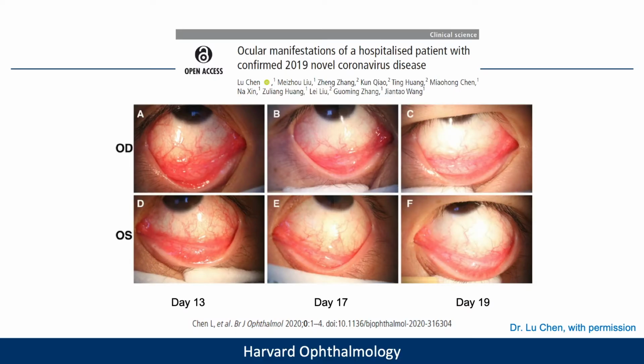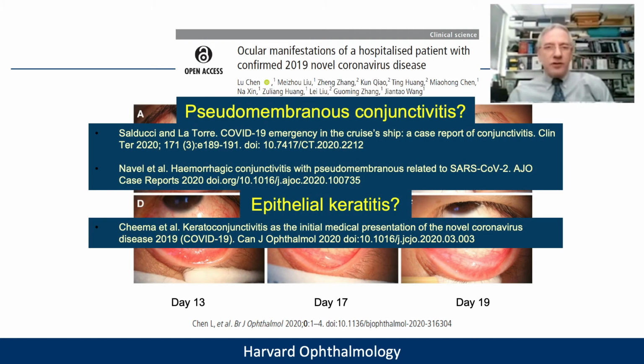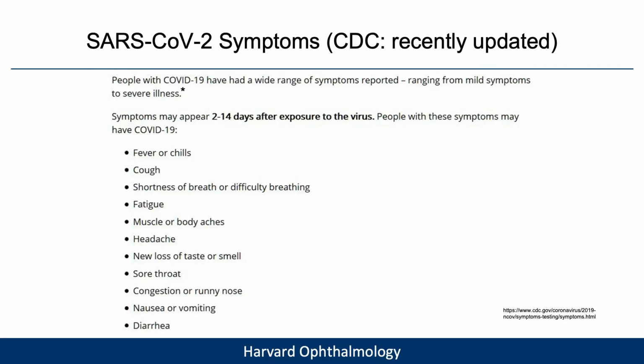Ophthalmologists have been looking for manifestations of this disease, and it appears that in 1% or less of patients with COVID-19, they can develop a follicular conjunctivitis that tends to be benign and short-lived. However, there are reports of pseudomembranous conjunctivitis in a couple of case reports, and one perhaps partly convincing report of epithelial keratitis in a patient with SARS-CoV-2 in their tear film.